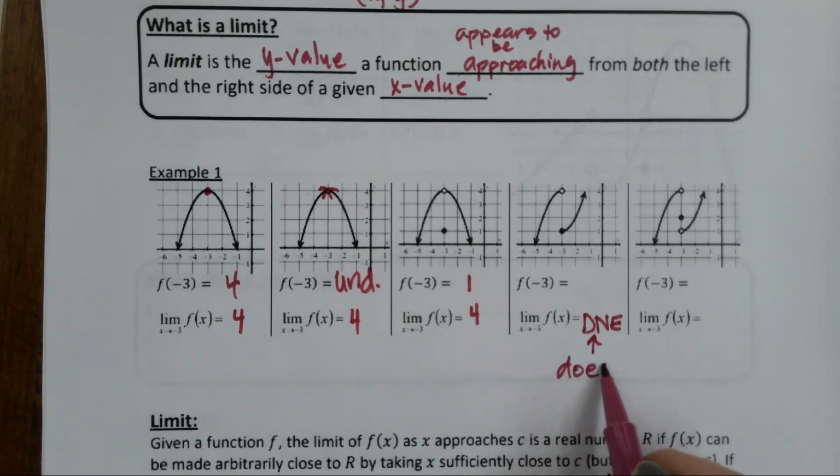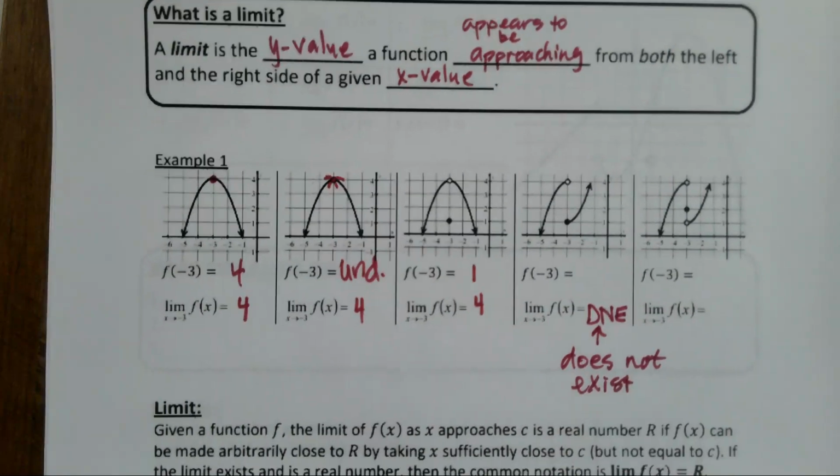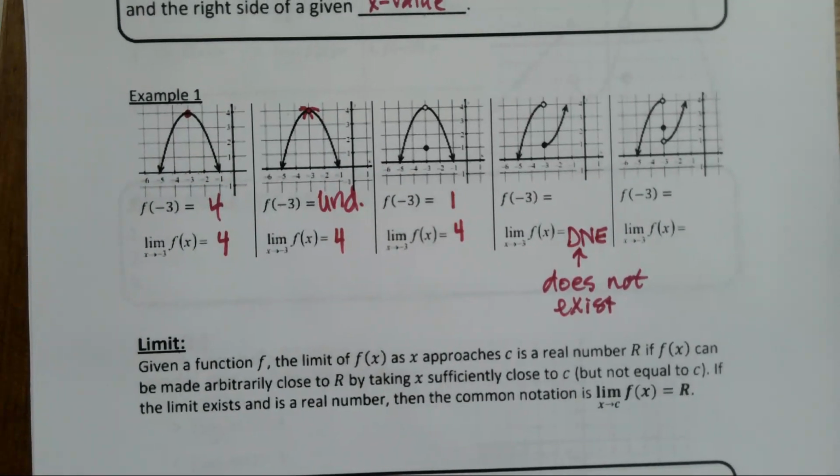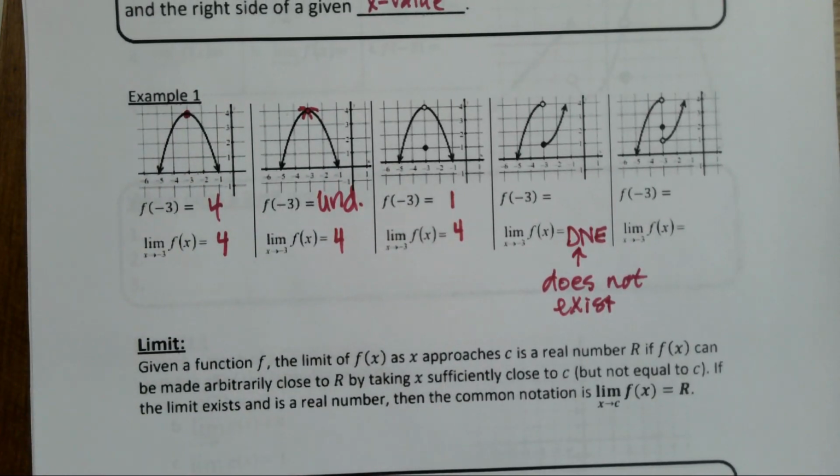Does not exist. And you know us lazy math people, we don't write out the word equal, we use an equal sign. We don't write out the word plus, greater than, less than. We don't even write out the full limit here or function. So we're not going to write out does not exist. DNE is a totally acceptable terminology.